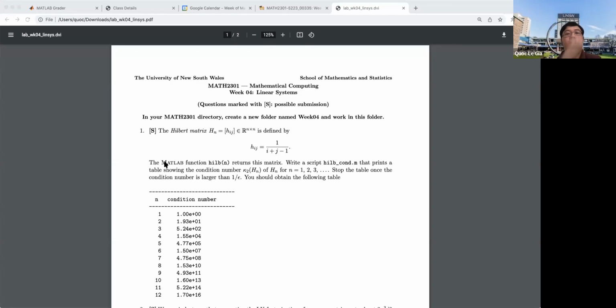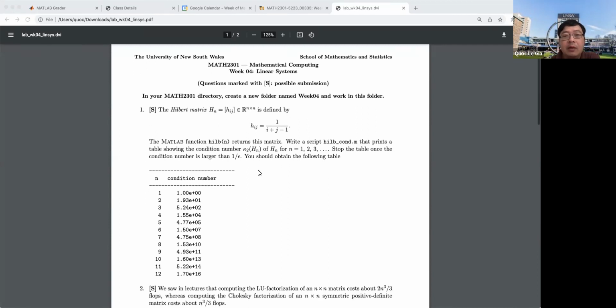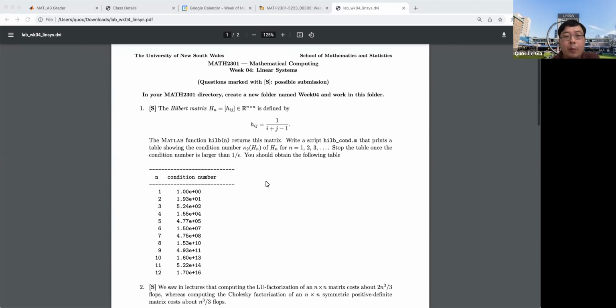This is a lab for this week. If you look at the questions, you will see that these are the actual questions for assignment 1. That's why assignment 1 is worth only 1.5% of the marks. It's just a way for you to study the lab questions.